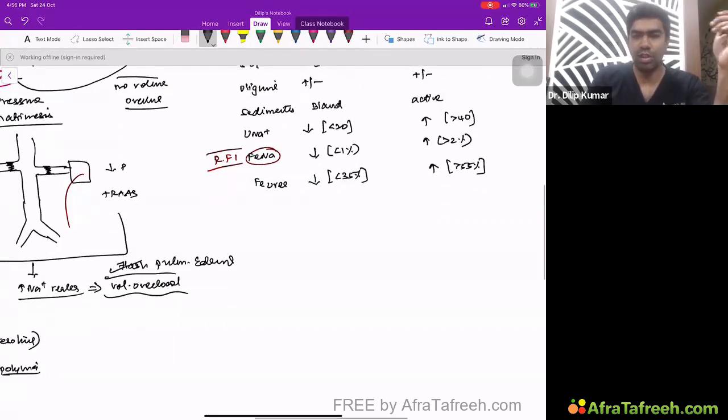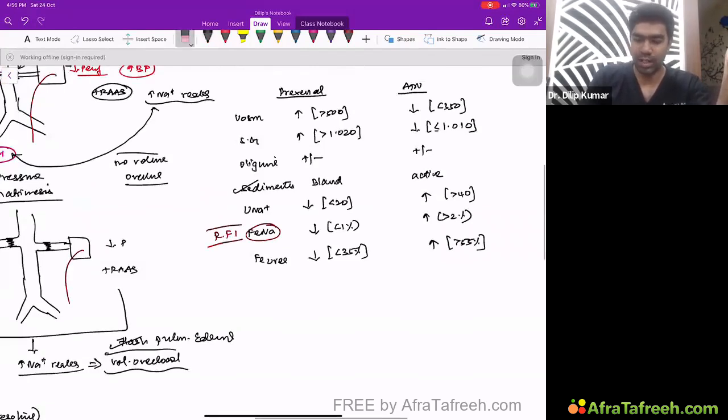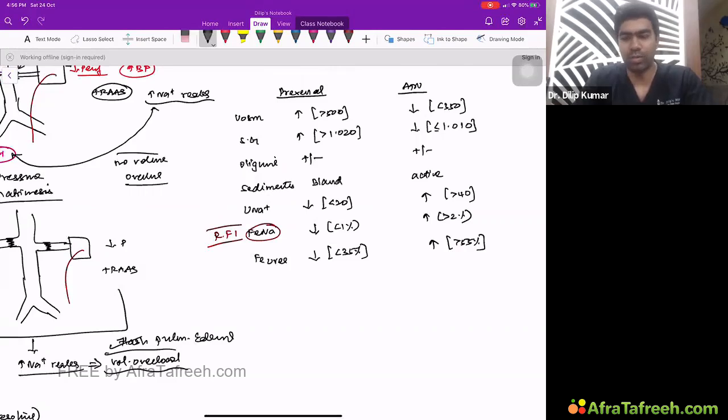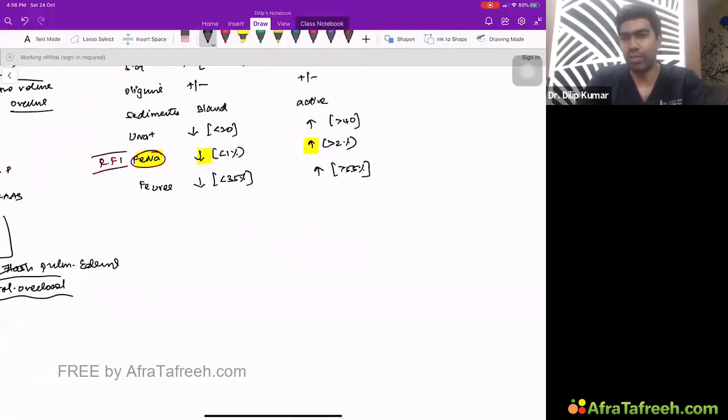We also have other parameters. I already told you about the sediment, so fine. These are the classic differences between pre-renal AKI versus acute tubular necrosis. This is very important to note, but please do remember there are some pitfalls here also. Even though FeNa is considered very standard and classic for differentiating between a pre-renal failure and acute tubular necrosis, there are quite a few things that you need to know.